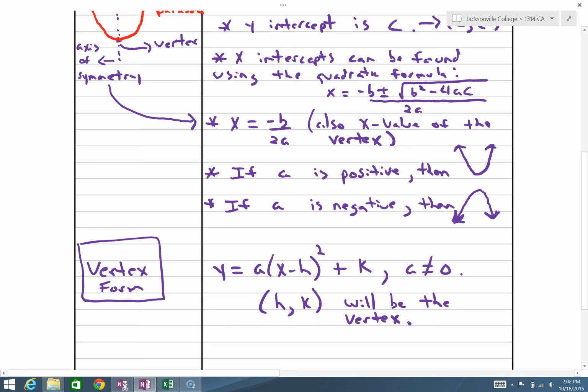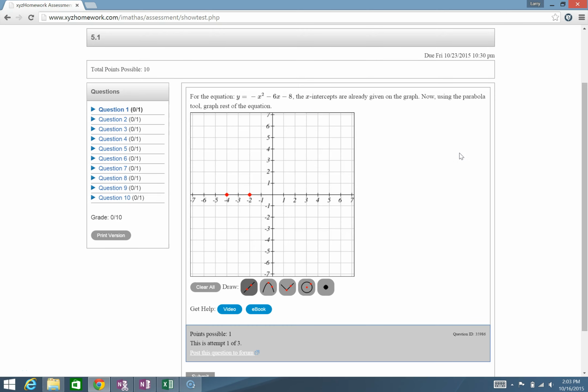All right. Let's examine some problems from our XYZ homework. All right, number 1. For the equation y equals negative x squared minus 6x minus 8, the x-intercepts are already given on the graph. Now, using the parabola tool, graph the rest of the equation.